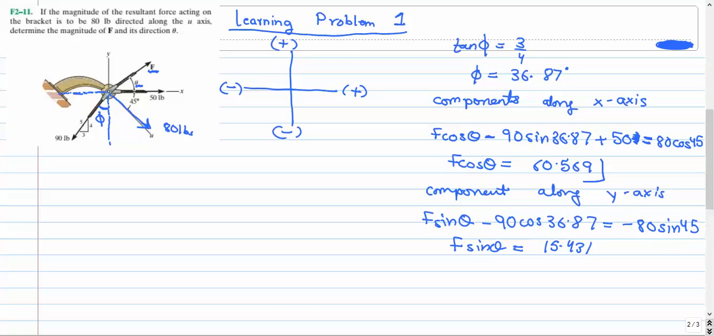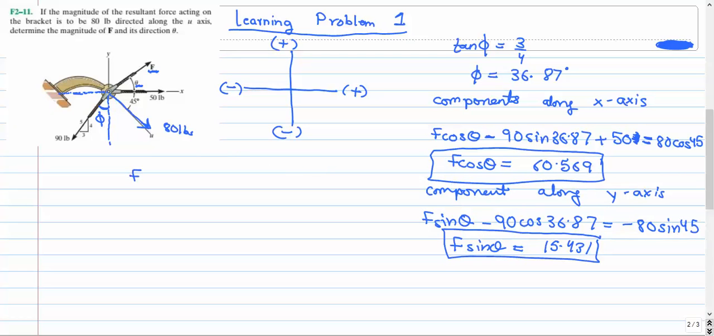Now that we have two equations for forces along the x-axis and forces along the y-axis, and we have two unknowns that are F and theta, we can easily solve for the unknowns. So let's isolate F in one of the equations. F equals 60.569 divided by cos of theta. And now let's substitute this F into the other equation. 60.569 divided by cos theta multiplied by sine of theta is equal to 15.431.